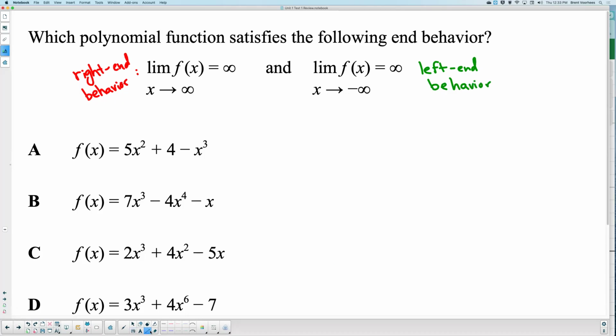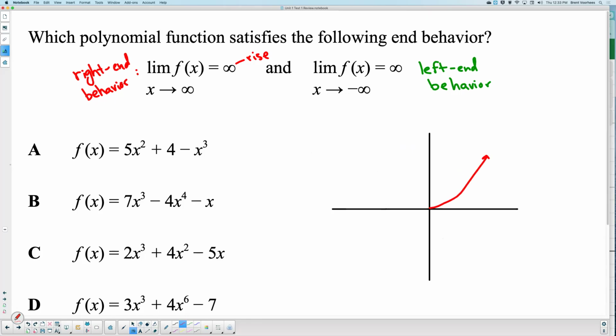Remember, polynomials will only do one of three things. They will either rise, fall, or get flat as you go to the far left and far right. So according to this limit over here, what's happening on the right side of my graph? It's rising. We rise to the right. So I'm going to just go from the origin, doesn't really matter, and I'm going to make my graph rise to the right. According to this limit, what happens on the left? It also rises to the left. So back from the origin, I'm going to go this way.